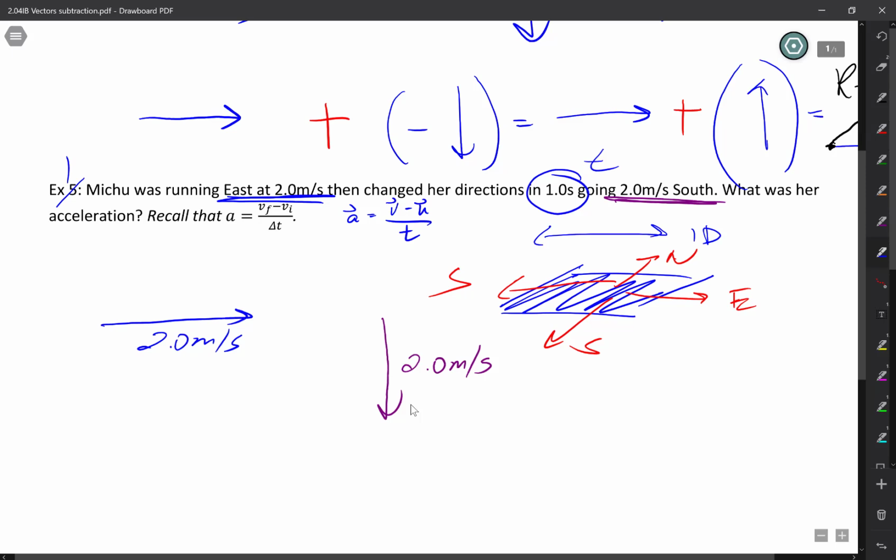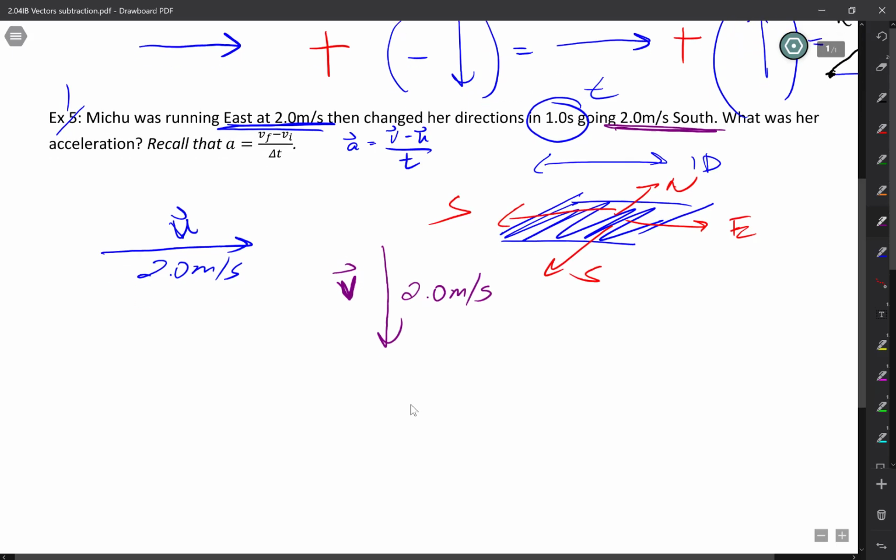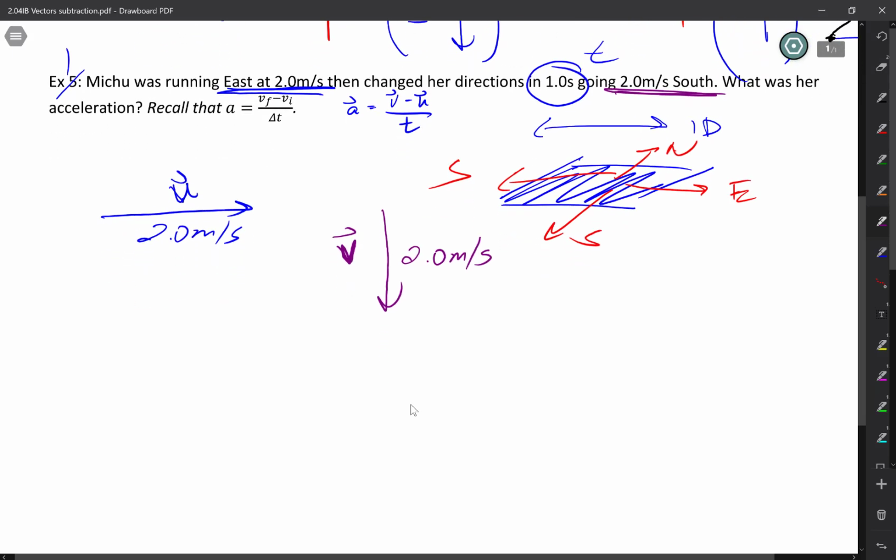Therefore, her velocity is not the same. This is her initial velocity that is different in direction to her final velocity. If the velocities are different, it means she still has accelerated. Okay? So how do you find acceleration if the numbers are the same? There's no way to subtract 2 and 2. Well, the answer is you don't. That's not how you do it.